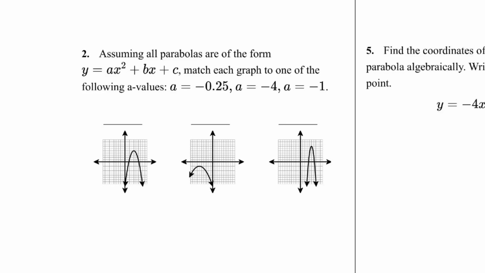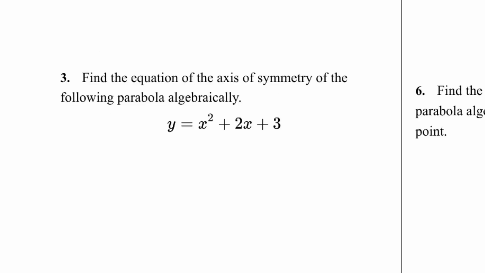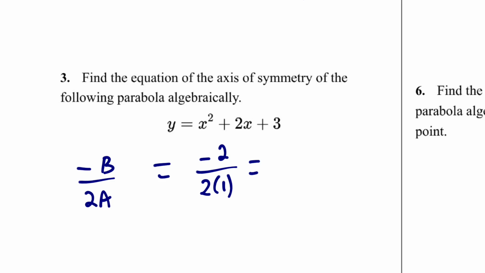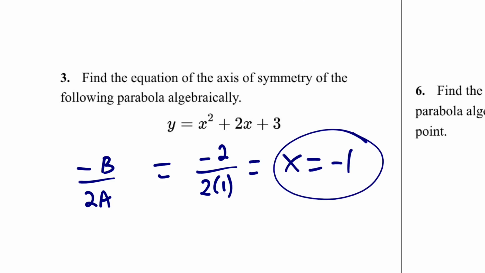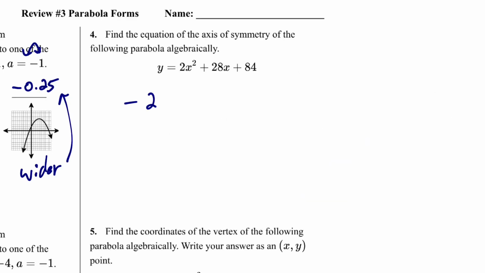All three of these are negative. So this is the wide, this is the narrow, which means this is negative 4, and this is negative 0.25, and this one's just negative 1. If you want to use the algebraic formula, use this, which means negative 2 divided by 2 times 1, or just x equals negative 1. That's the axis of symmetry. This one is negative 28 divided by 2 times 2, or x equals negative 7.